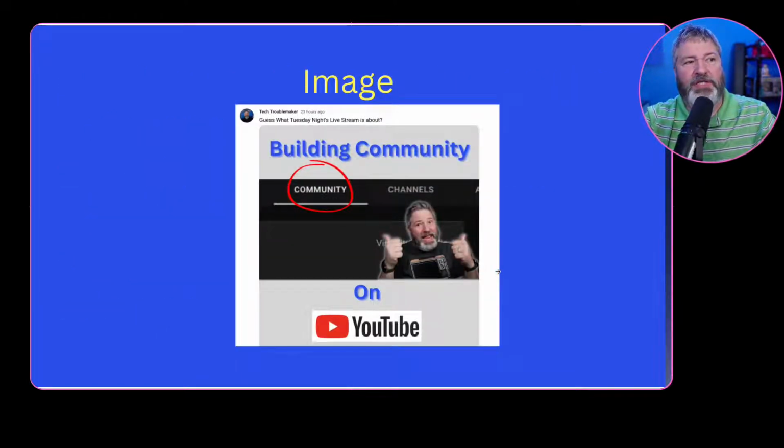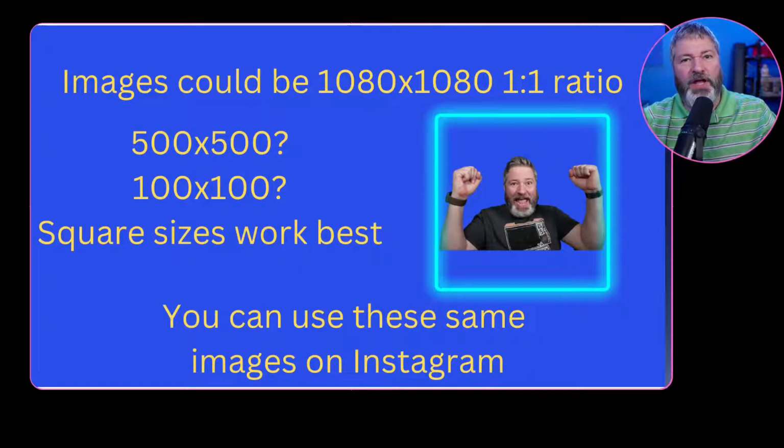So here's my image that I did: guess what Tuesday night's live stream is about. Your images need to be a 1-to-1 ratio. My suggestion is to use a 1080 by 1080 square image, because then you can use that same image on Instagram. But you can do 500 by 500 or 100 by 100. Basically, it needs to be square sizes, where it works best. It will take images of different dimensions, but I find it gets a little squirrely. So my suggestion would be to use a square image.